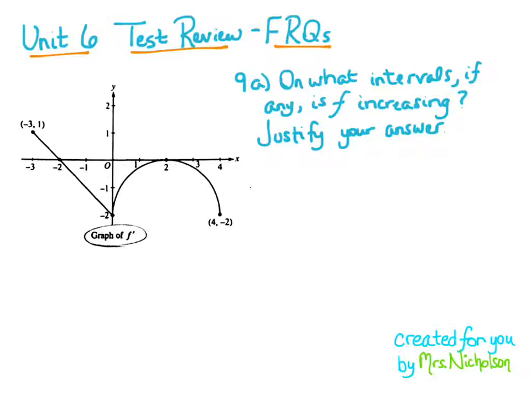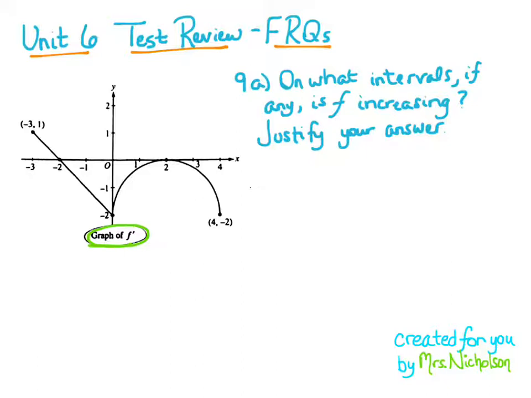And the question says, let f be a function defined on the closed interval -3 less than or equal to x less than or equal to 4 with f of 0 equal to 3. The graph of f prime, the derivative of f, consists of one line segment and a semicircle as shown above. And that's the graph that we're looking at right here, graph of f prime.